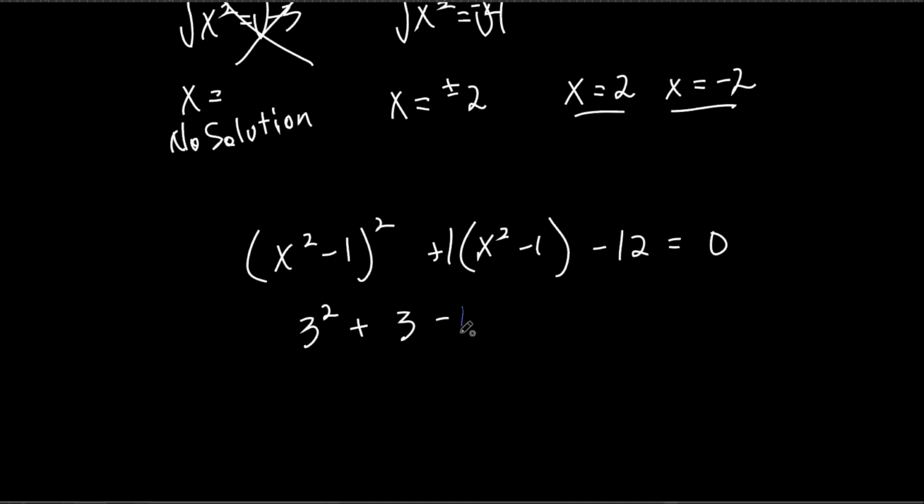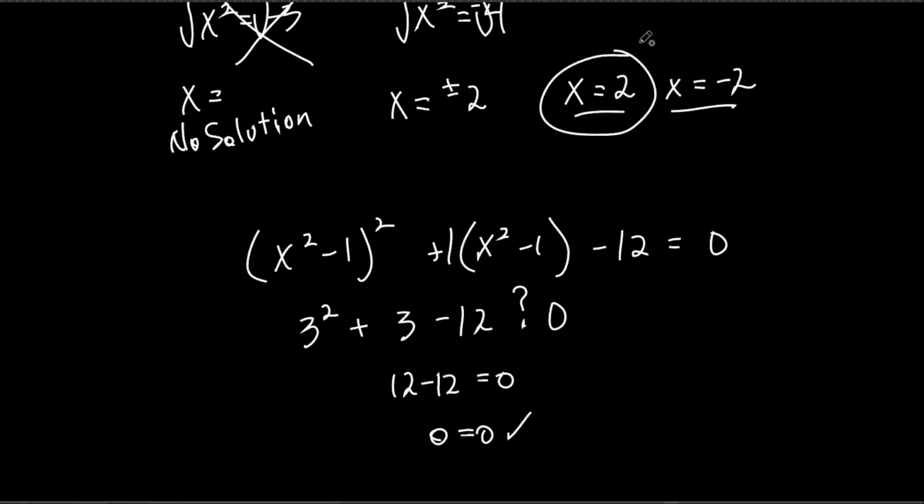And then minus 12. Let's see. Put a question mark here. I don't know just yet. Let's see if it equals 0. What's this? 3 squared is 9 plus 3 is 12. 12 minus 12 does equal 0. So 0 equals 0, so that checks. So positive 2, I'm good with. That works. Let's try negative 2 and see if that works. I'm just going to leave myself some room to get rid of that. Yes?